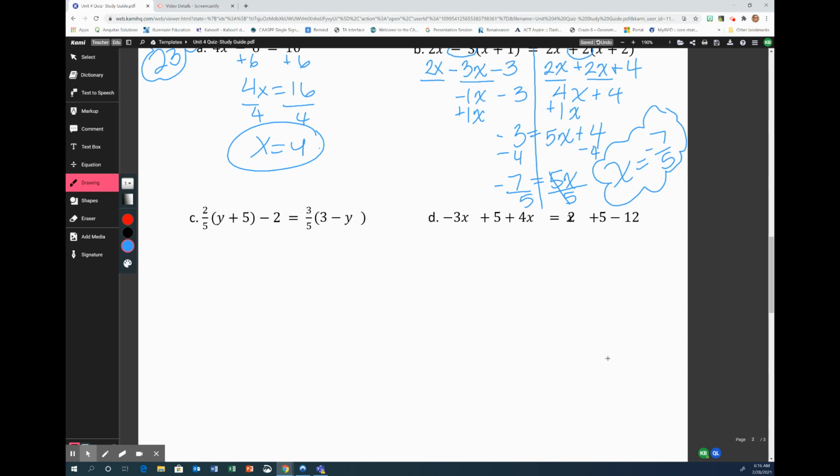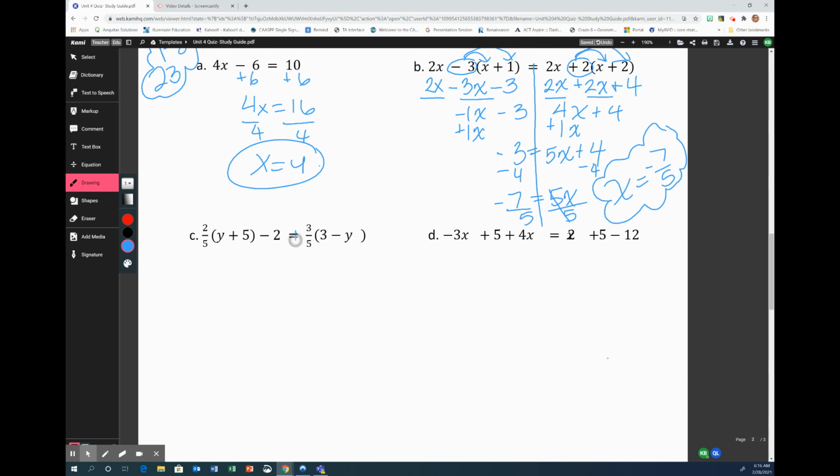All right. C, I'm going to start by getting rid of these fractions. I could multiply by the reciprocal of 2/5, which would be 5/2. But if I just multiply by 5, it gets rid of both the fractions at the same time. It gets rid of the denominators of both of the fractions. So I'm going to start by multiplying everything by 5. 5 here, 5 here, and 5 here. 3 terms. Multiply each of them by 5.